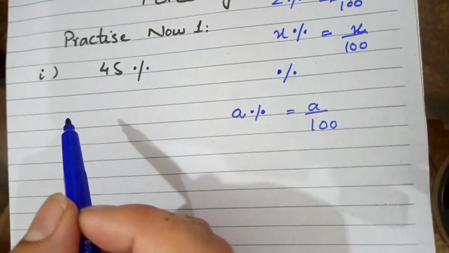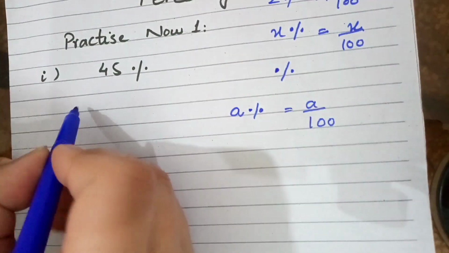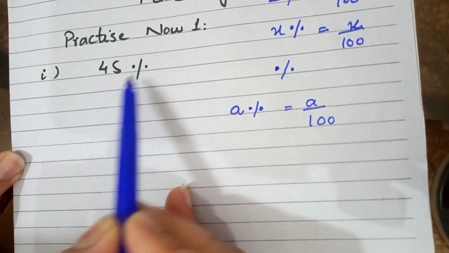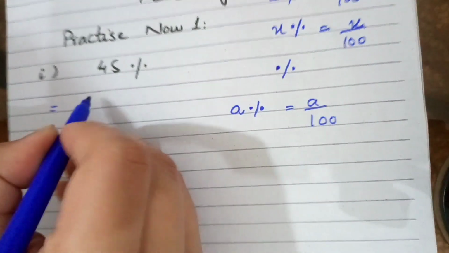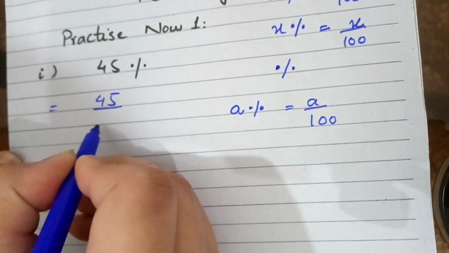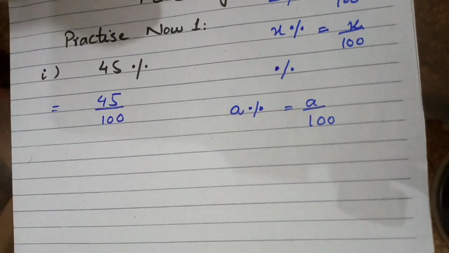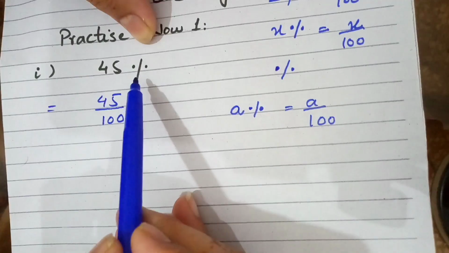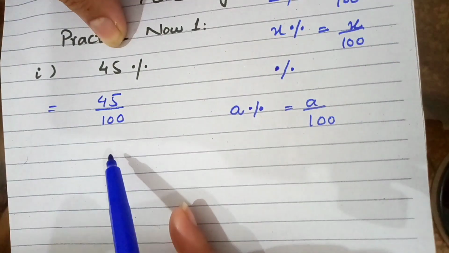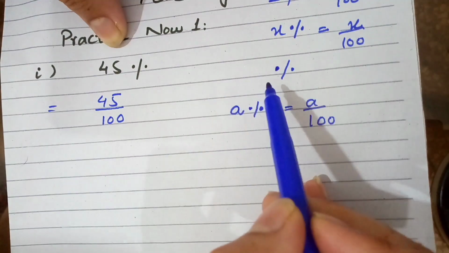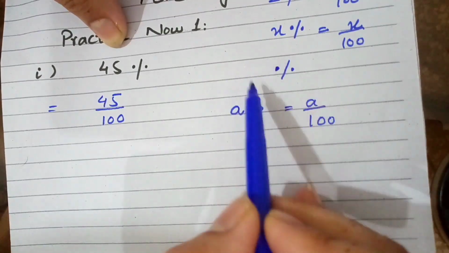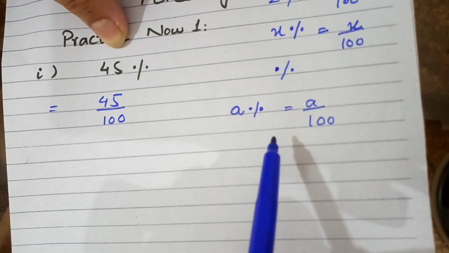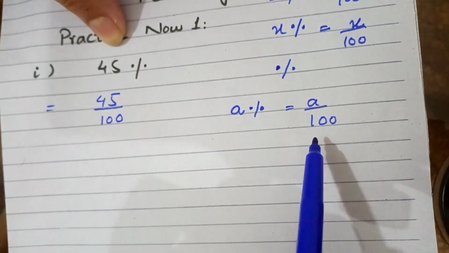Now look at the first part of Practice Now 1, 45 percent. When we remove this percentage sign, what does it mean? It means 45 parts per hundred. Basically, whenever you remove or simplify the percentage sign, you have to divide that term by the hundred, because that means that specific part per hundred.